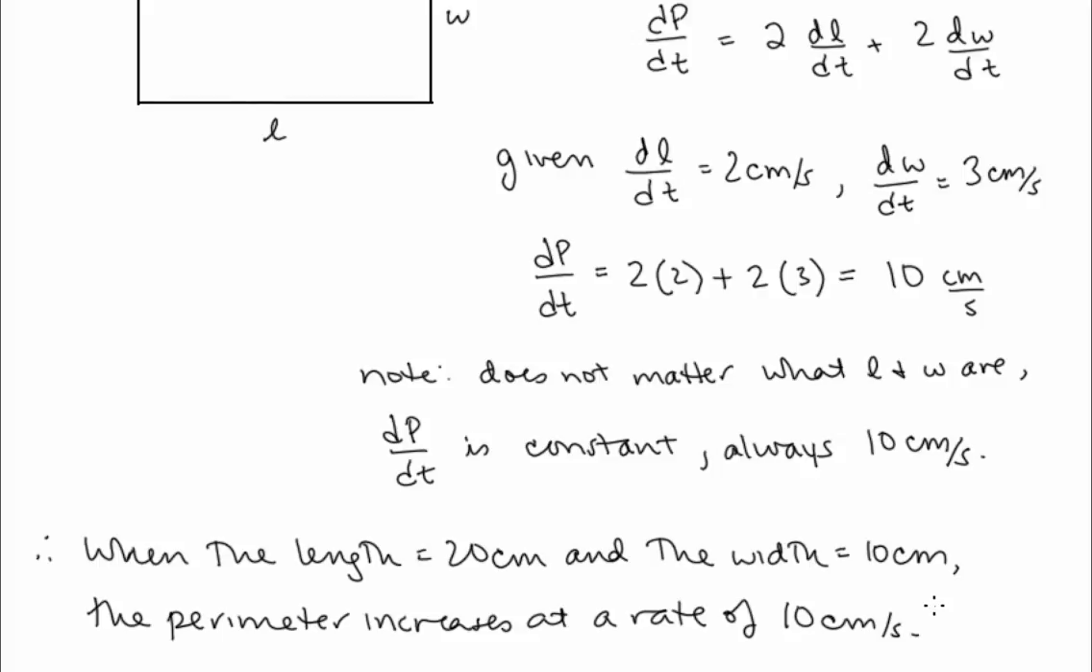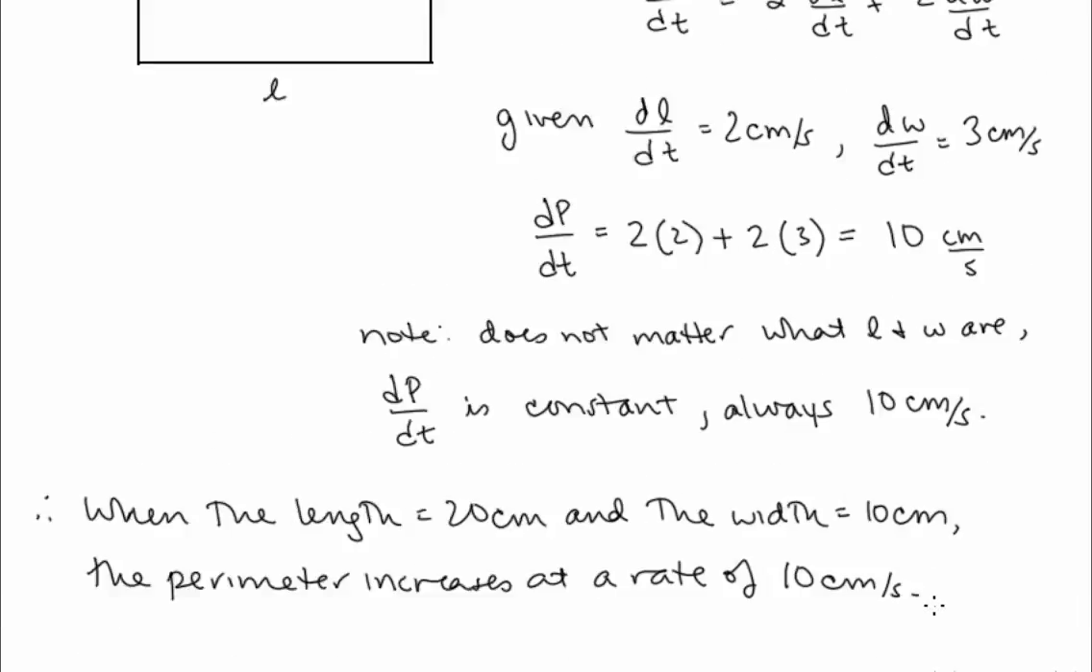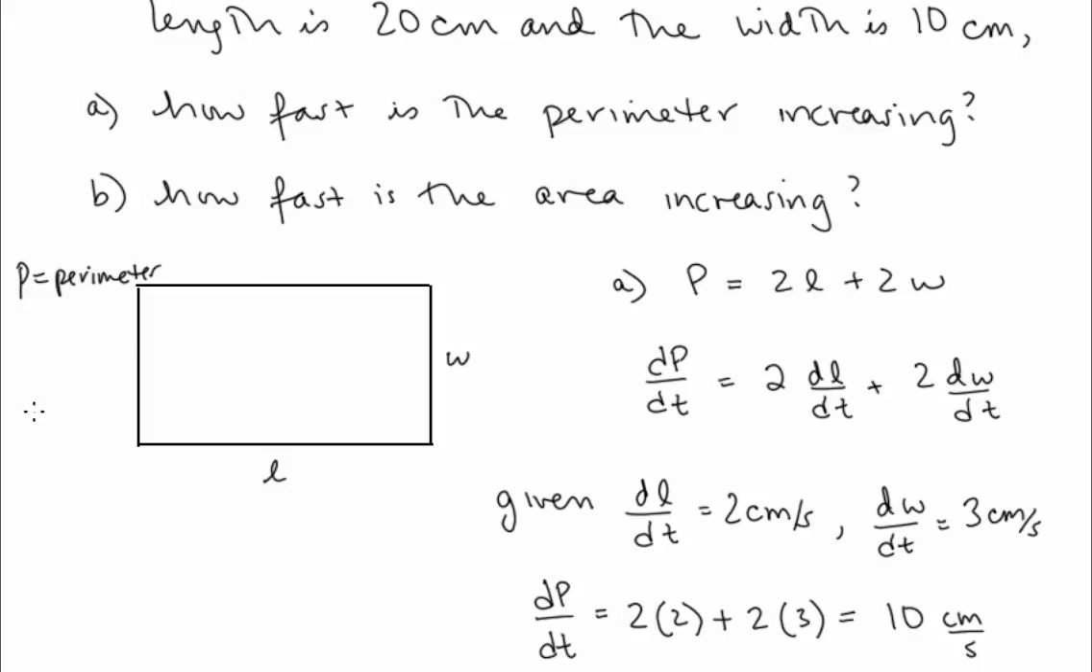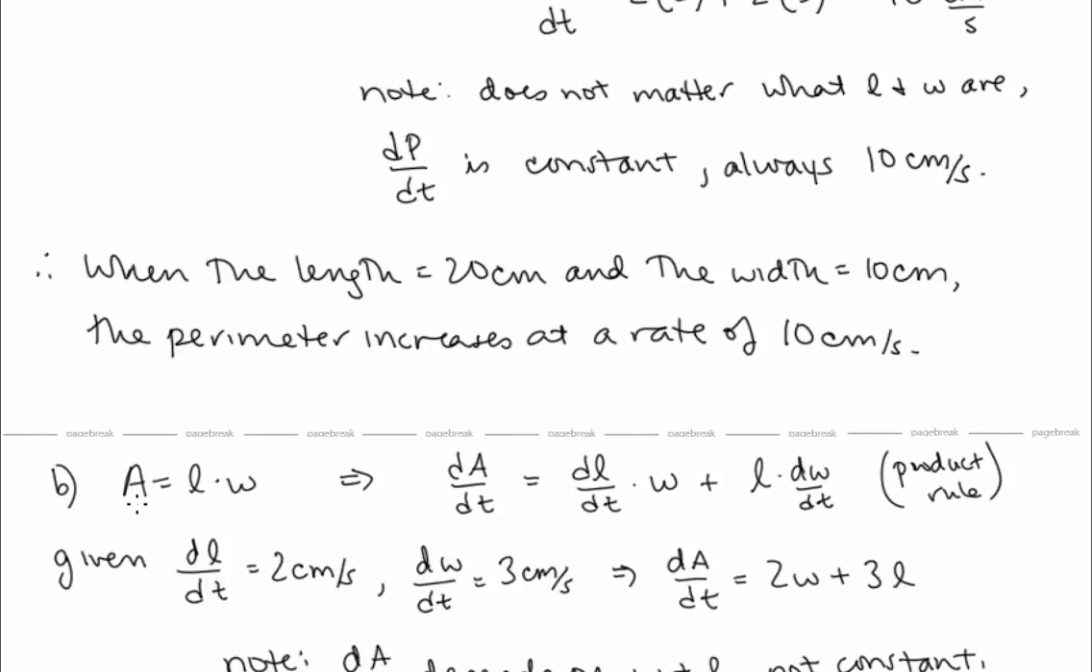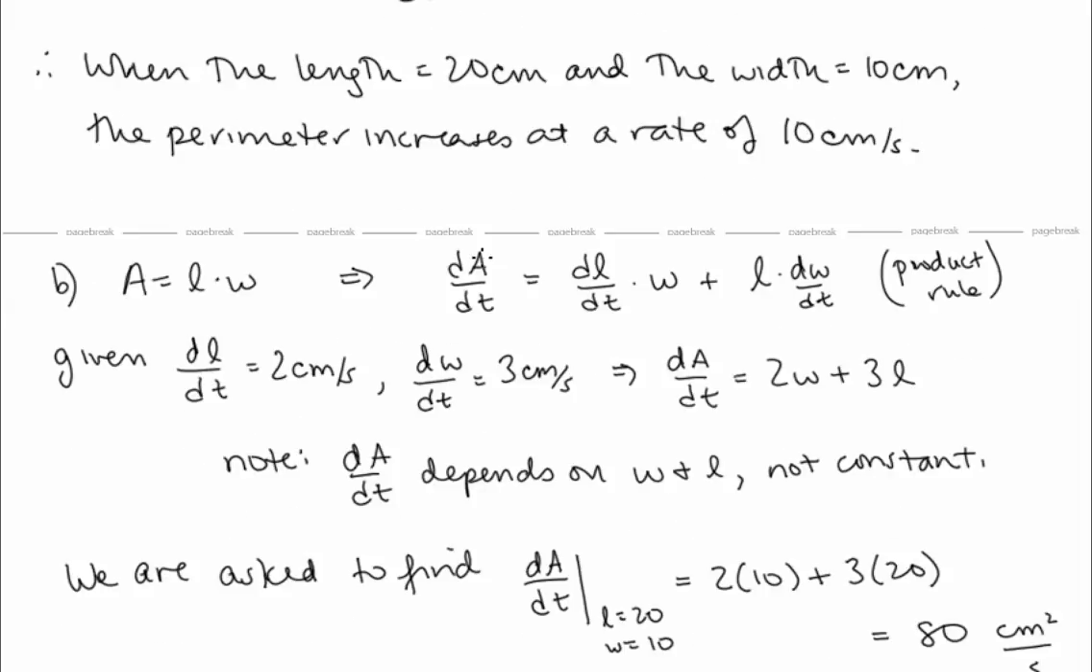For part B, we have area, so let's also say A is equal to area, and so now we need an equation between A, L, and W for the rectangle, and we have A is equal to L times W. So again, we take the derivative with respect to t of both sides, and notice here on the right-hand side we're going to have to use the product rule. So we have dA/dt is equal to dL/dt times W plus L times dW/dt.